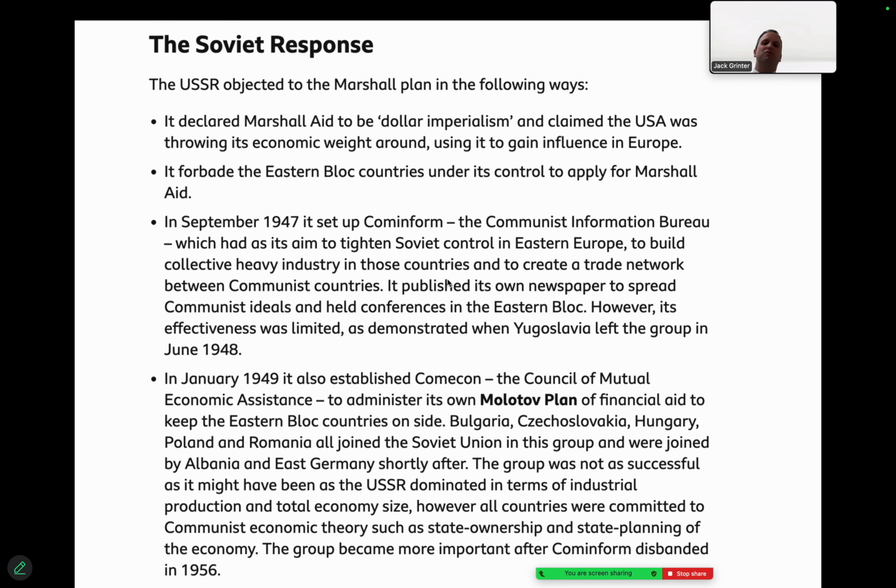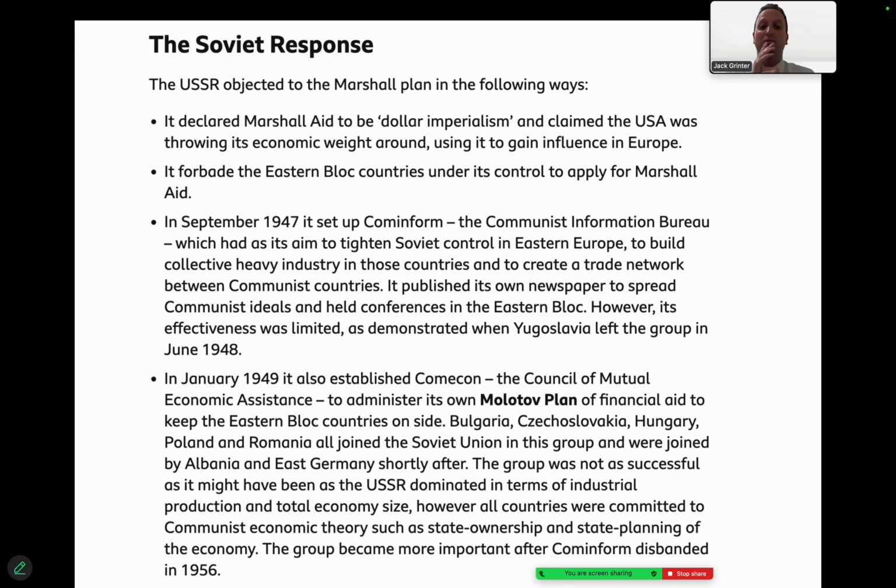The Soviet response: they were outraged by it. Stalin declared Marshall aid dollar imperialism. Imperialism is a word that means like empires, and if you were imperialistic in the 1800s, it would mean that you support having a strong British Empire, for example. What Stalin believed was that the United States was using its dollar, its economic might, to essentially gain influence and create its own empire.